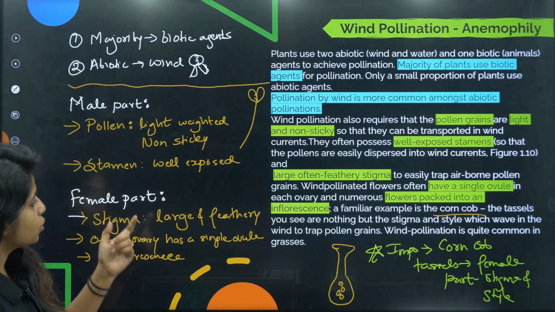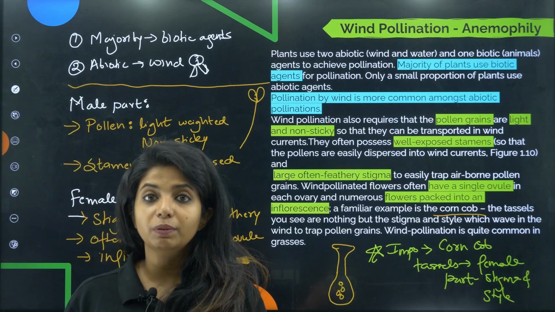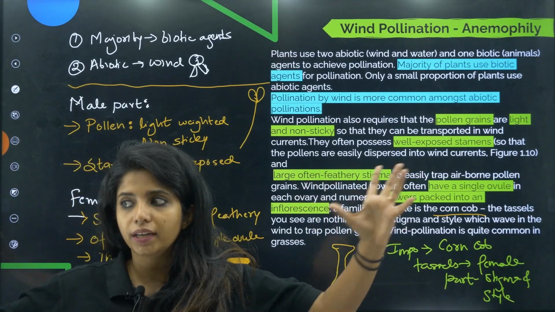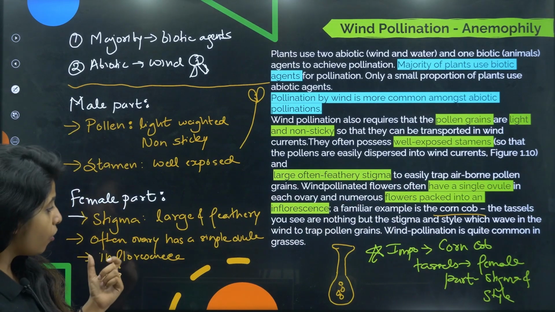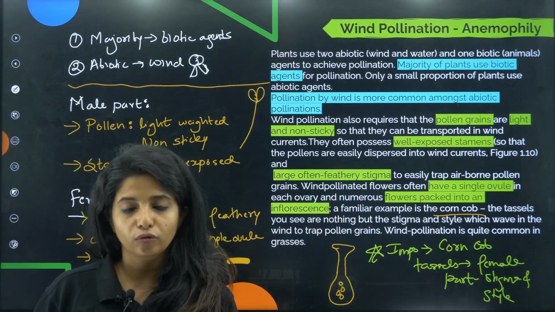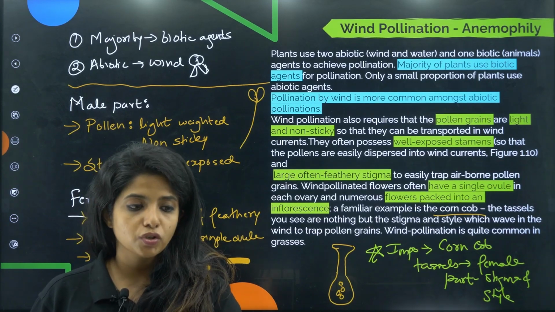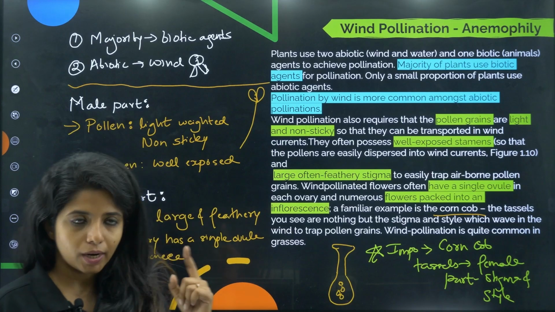Yeah, anyways. So, they have sticky stigma, and also it is large and feathery, so that it can trap all the pollen grains that come through the wind. Going ahead, often the ovary will have a single ovule, because you do not want to waste your energy on the formation of lots of ovules which might not get fertilized. So, that is one thing.